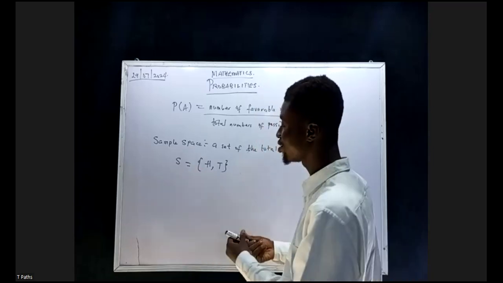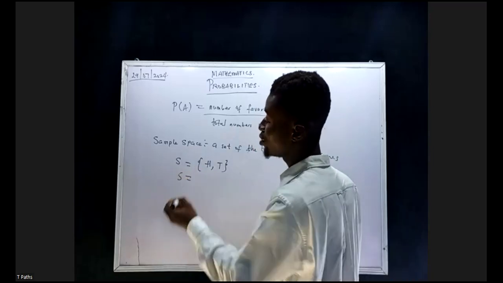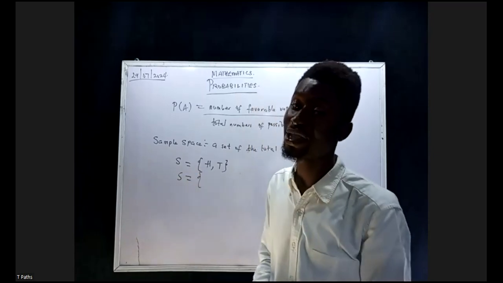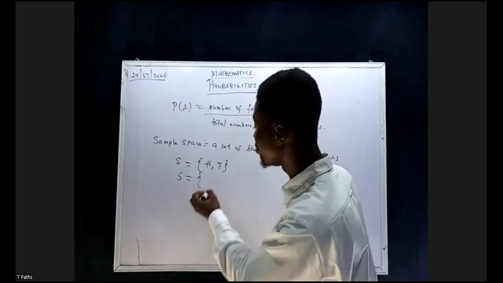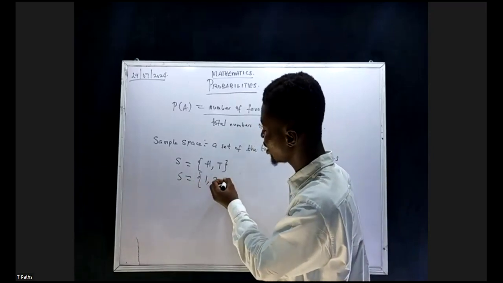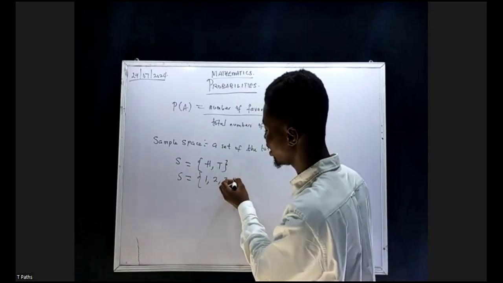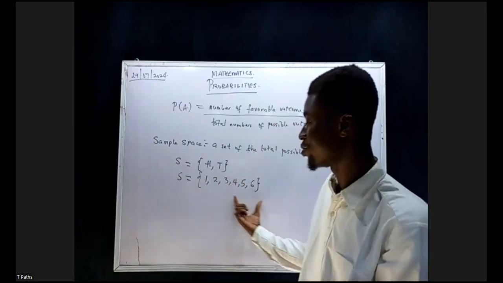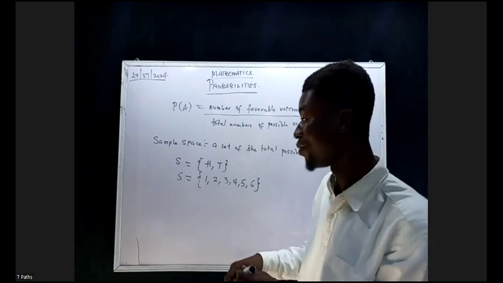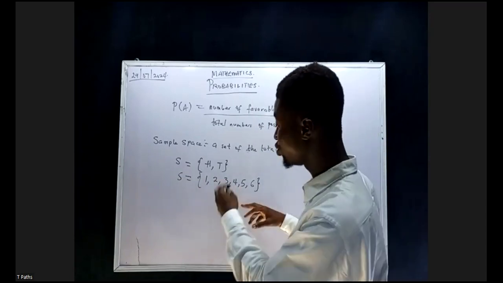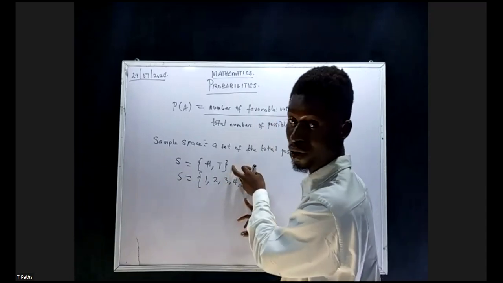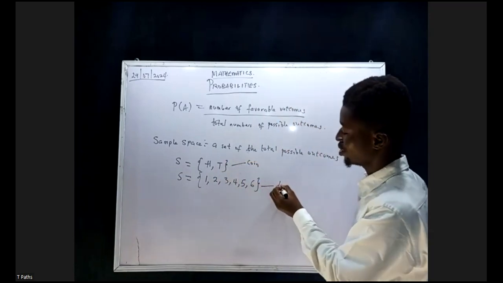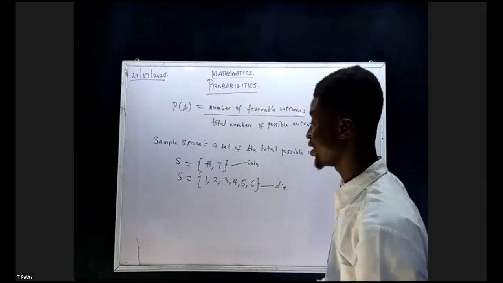Let's take into consideration a die. You know a die, a Ludo die. If you throw a Ludo die, you have 6 possible outcomes: you either get 1, you either get 2, you either get 3, 4, 5, 6. This is the total number of possible outcomes when you throw a die, while for a coin, you have head or tail when you toss it.